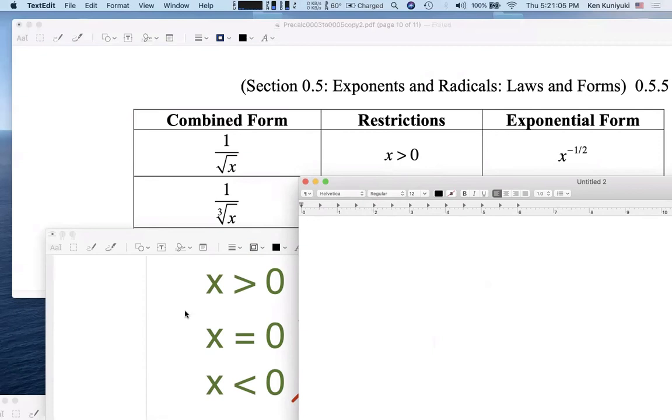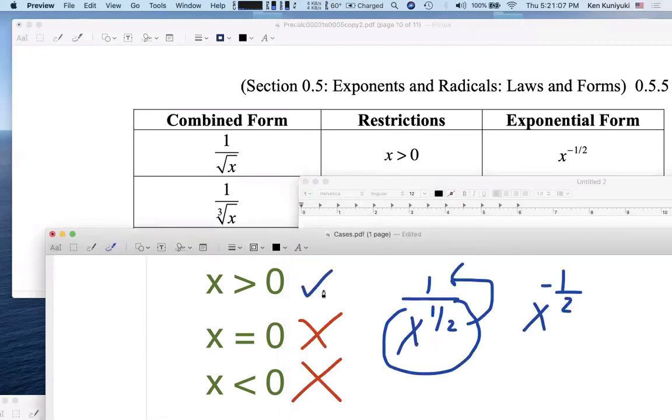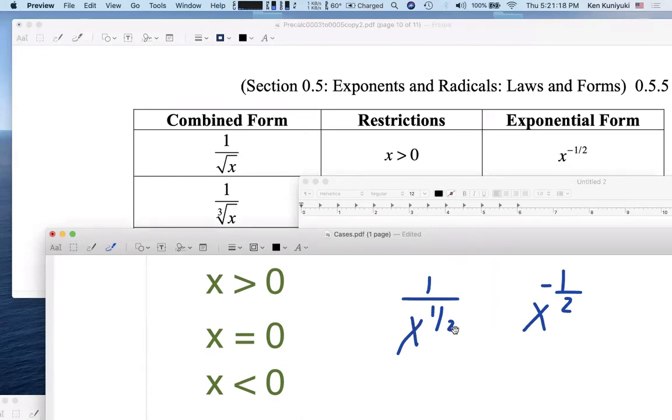All right. Now, what about 1 over the cube root of x? How's that going to be similar and different? 1 over the cube root of x. That's going to be x to the what? And what restrictions are there? All right. So we're going to have here 1 over, well, the cube root of x is x to the 1/3. Again, that can pop out or up.